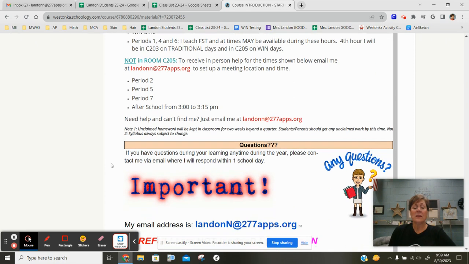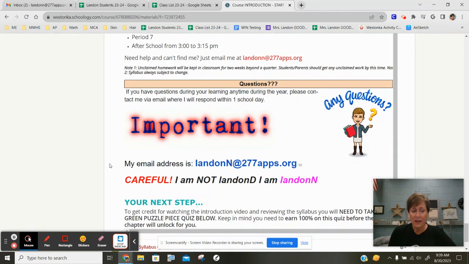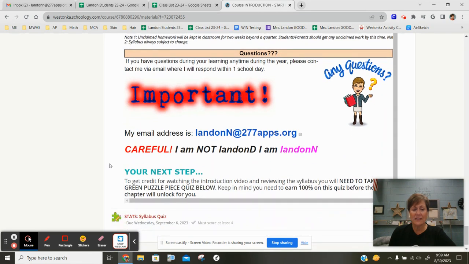Now on email, you need to be really careful. This happens probably 20% of the time to folks. When you go into the email system and you're in the building and you start typing Landon, the first Landon that pops up is Landon D. I am Landon N. My first name is Nicole, so it's going to be a double N right there. If you send it to Landon D, I am never going to get that email.